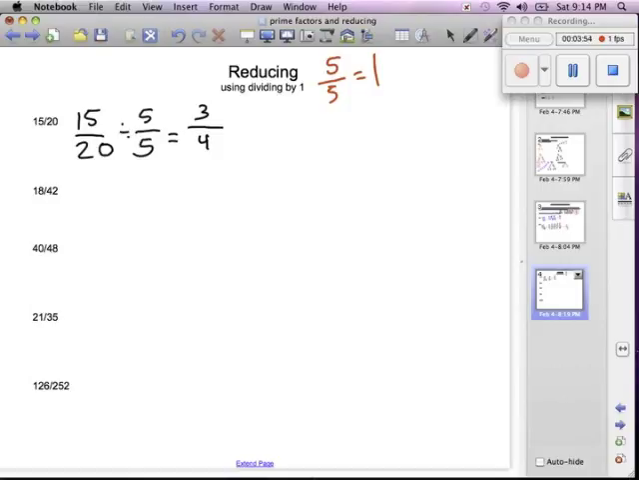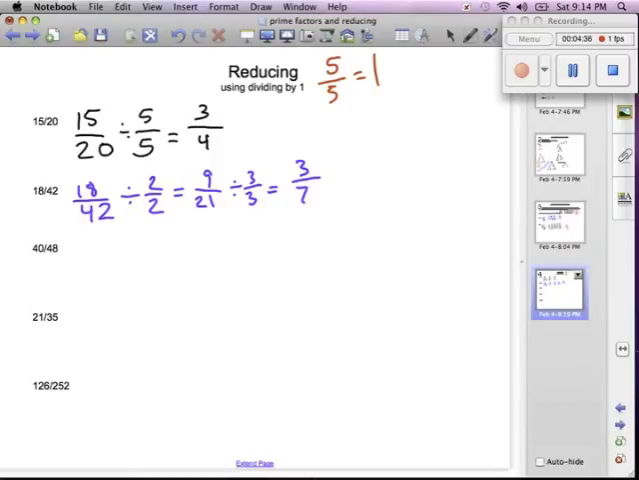How about 18 over 42? There are a lot of choices here, and my point is you don't need to know them all. You just need to pick one, and each time you pick one, the number gets smaller and it gets easier. You could use 2 or 3 or 6. I'm going to use 2 because I think it's easier. So 18 divided by 2 is 9. 42 divided by 2 is 21. It's more obvious to me now that these are both divisible by 3. So let's do that next. 9 divided by 3 is 3. 21 divided by 3 is 7. And we're done.